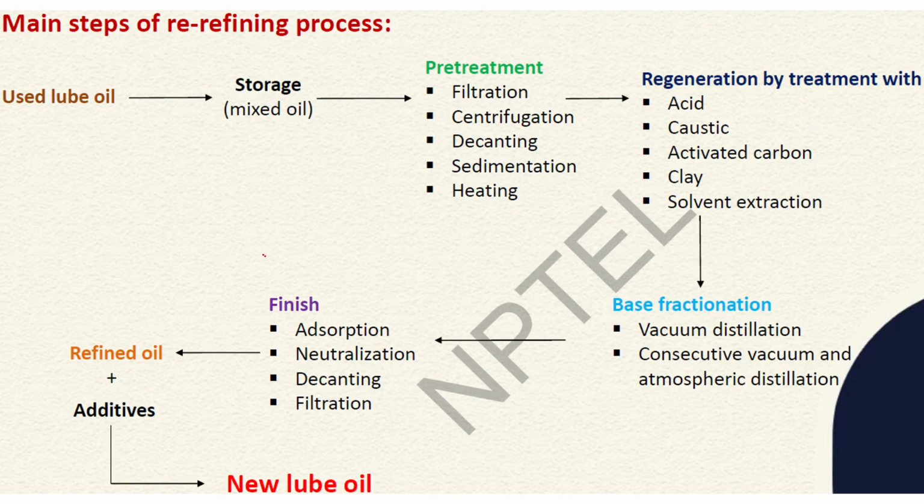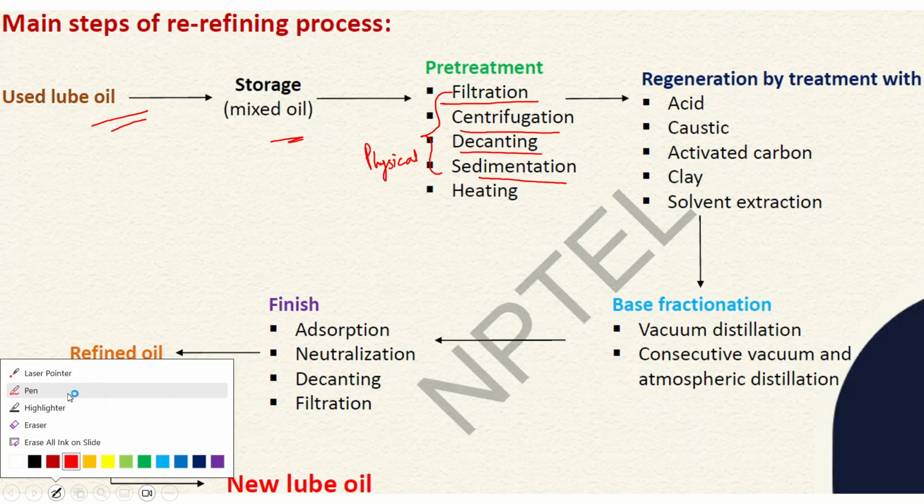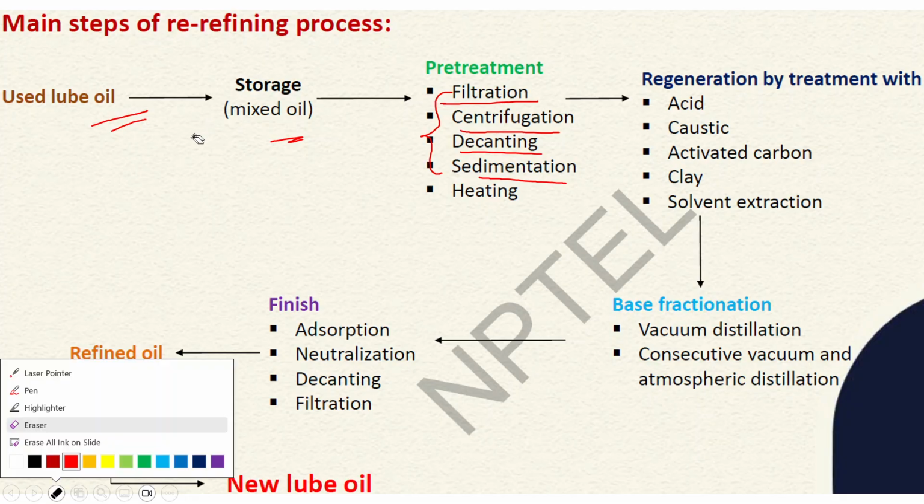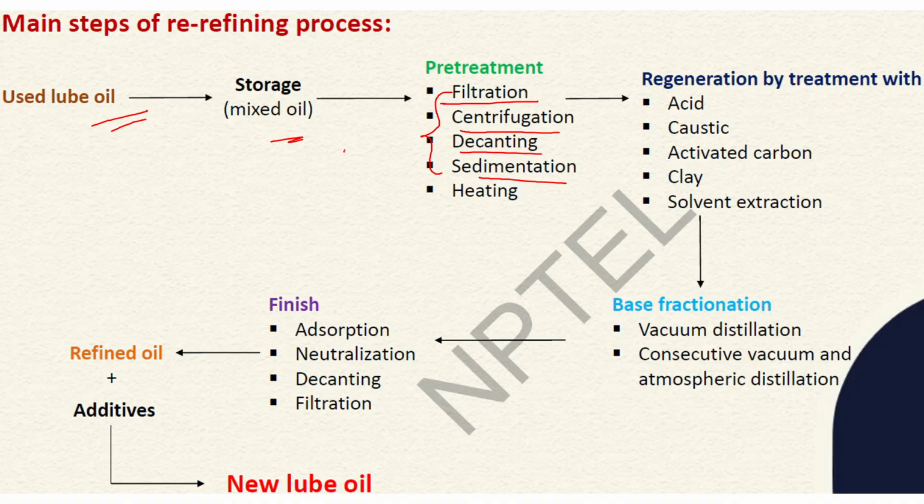Main steps of re-refining. These are the steps of re-refining. Used lube oil is collected and stored, and then it is sent to the pre-treatment where filtration, centrifugation, decantation, and sedimentation are done, which remove physical impurities, particulate impurities.